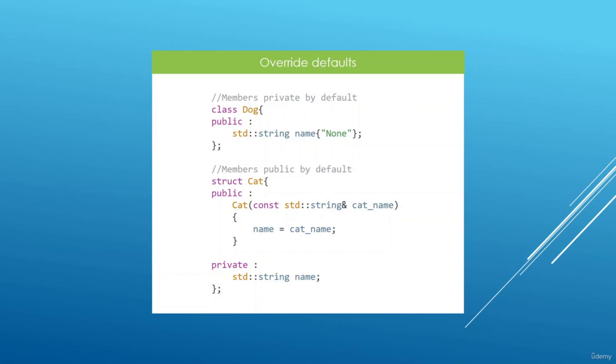The only difference is that classes are going to have private member variables by default, and struct will have public member variables by default. But we can change these defaults by putting in our own public and private sections inside our class. So for example here, you see that we have changed our dog class to have a public member variable through the public keyword here. And we can do the same for cat. For example, we can put in a public section and a private section, and it's going to behave like classes we have been building so far.